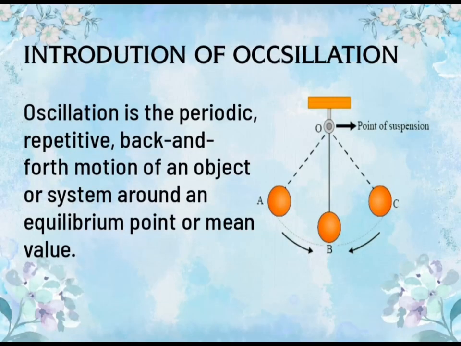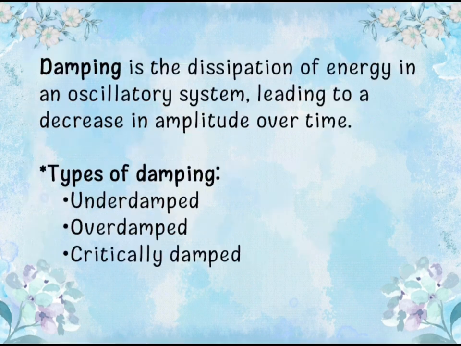Let's start with oscillation. Oscillation is a periodic or repetitive back and forth motion of an object or system around the equilibrium point. For example, when a pendulum swings from one side to another, it oscillates around the center point. This kind of motion is common in many systems in nature and machines.